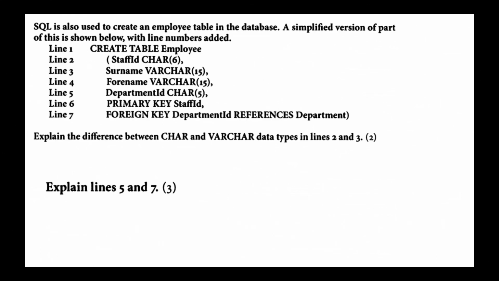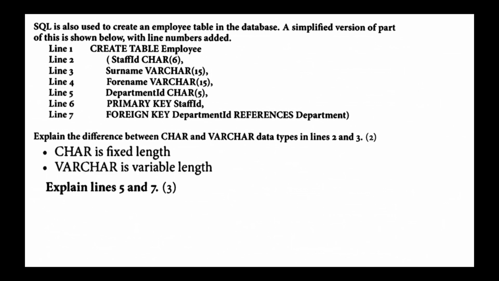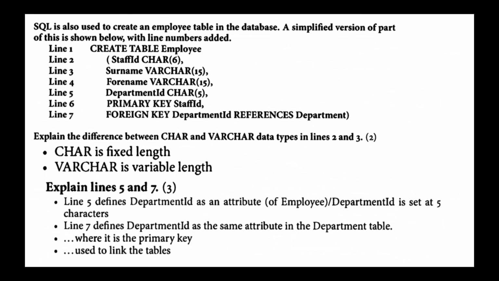Explain the difference between char and varchar data types in lines 2 and 3. Well, char is a fixed length and varchar is a variable length. Explain lines 5 and 7. Department ID. Department ID is a primary key, and foreign key references the department ID. Line 5 defines department ID as an attribute. Line 7 defines department ID as the same attribute in the department table, where it is the primary key used to link the tables.